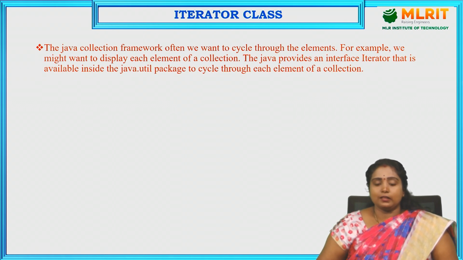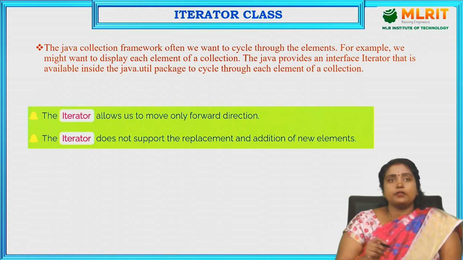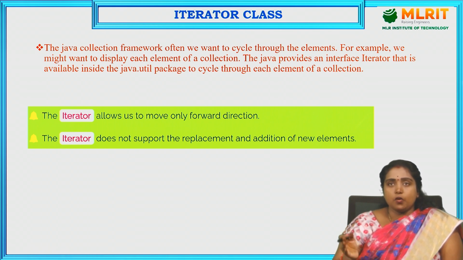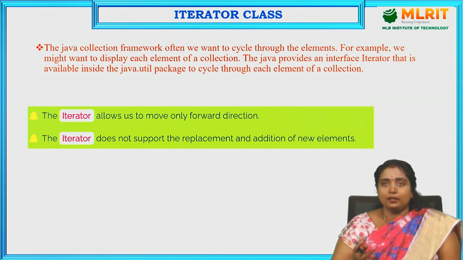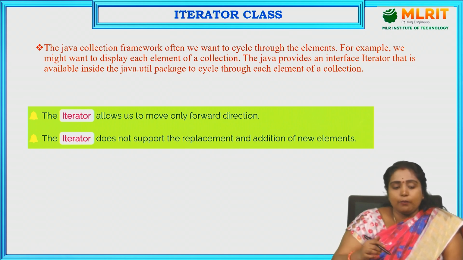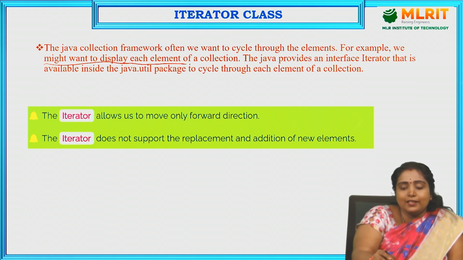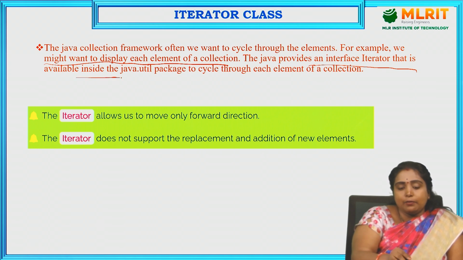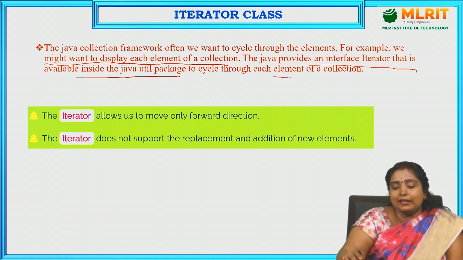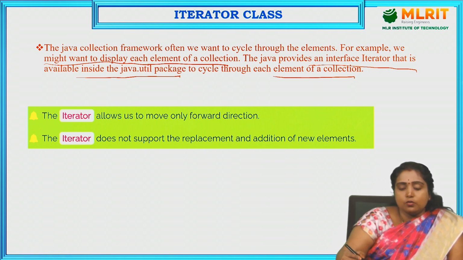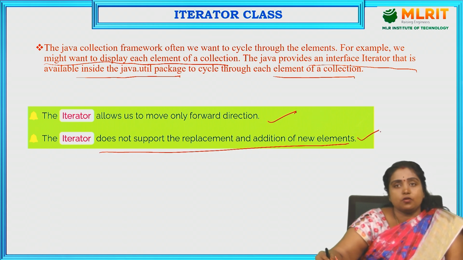So coming to the Iterator class. What is the Iterator class? In the Java collection framework, if you want to cycle through elements or iterate the elements, we use the Iterator class. For example, if we want to display each element of a collection, Java provides an interface Iterator, available inside the java.util package, to cycle through each element. Iterator allows you to move only in the forward direction and it does not support the replacement or addition of new elements.